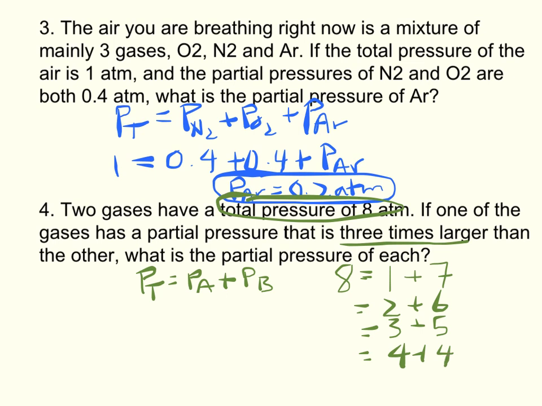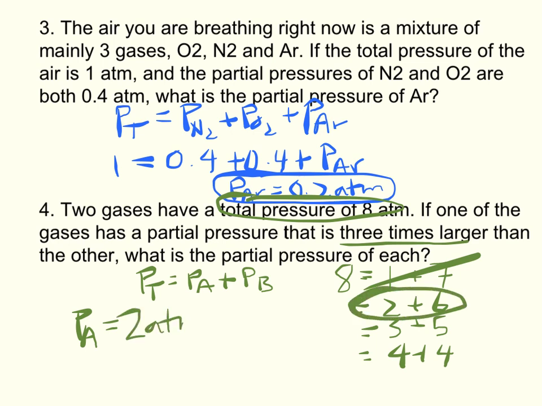So you've got to think about, of these options, which one has one of the partial pressures that is 3 times larger than the other? Well, not 1 plus 7. 7 is not 3 times bigger than 1. What about 2 plus 6? 6 is 3 times as large as 2. So that must be correct. So the partial pressure of one of the gases must be 2 atm. The partial pressure of the other gas must be 6 atm.